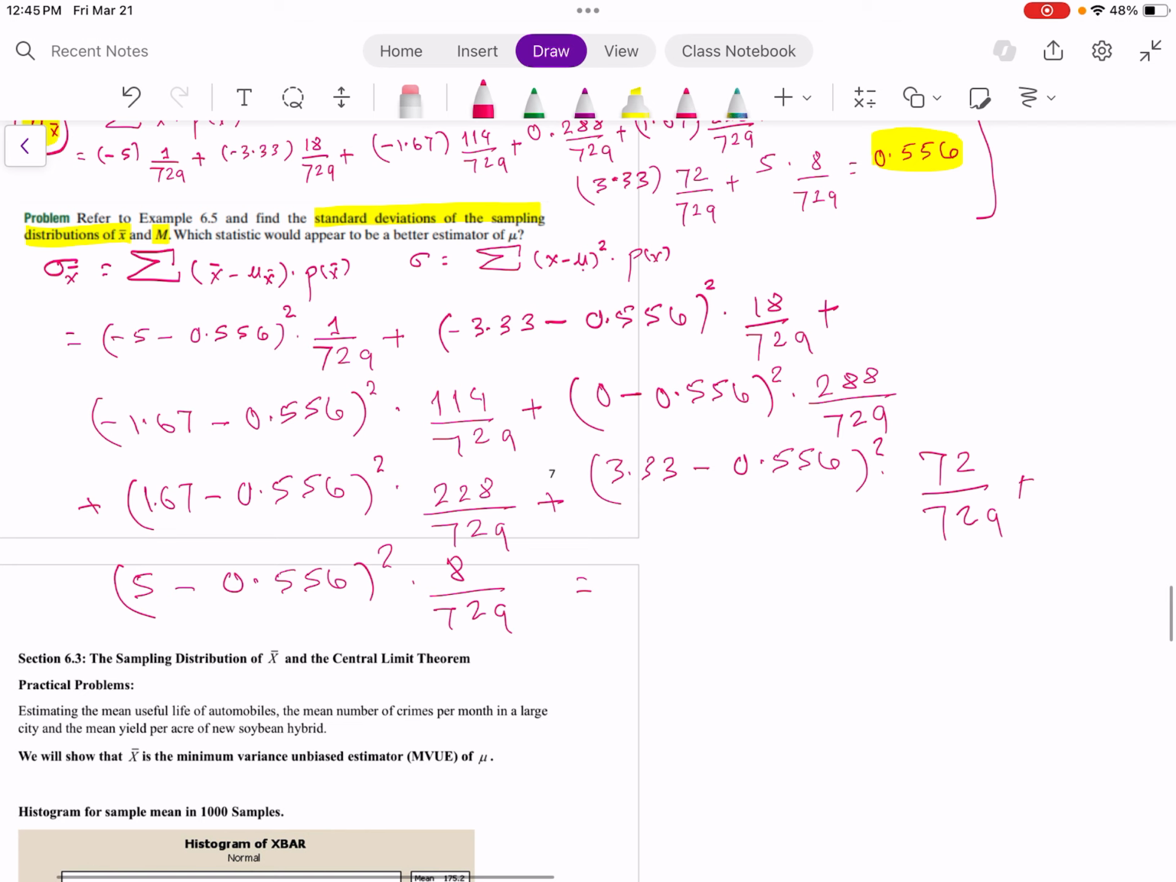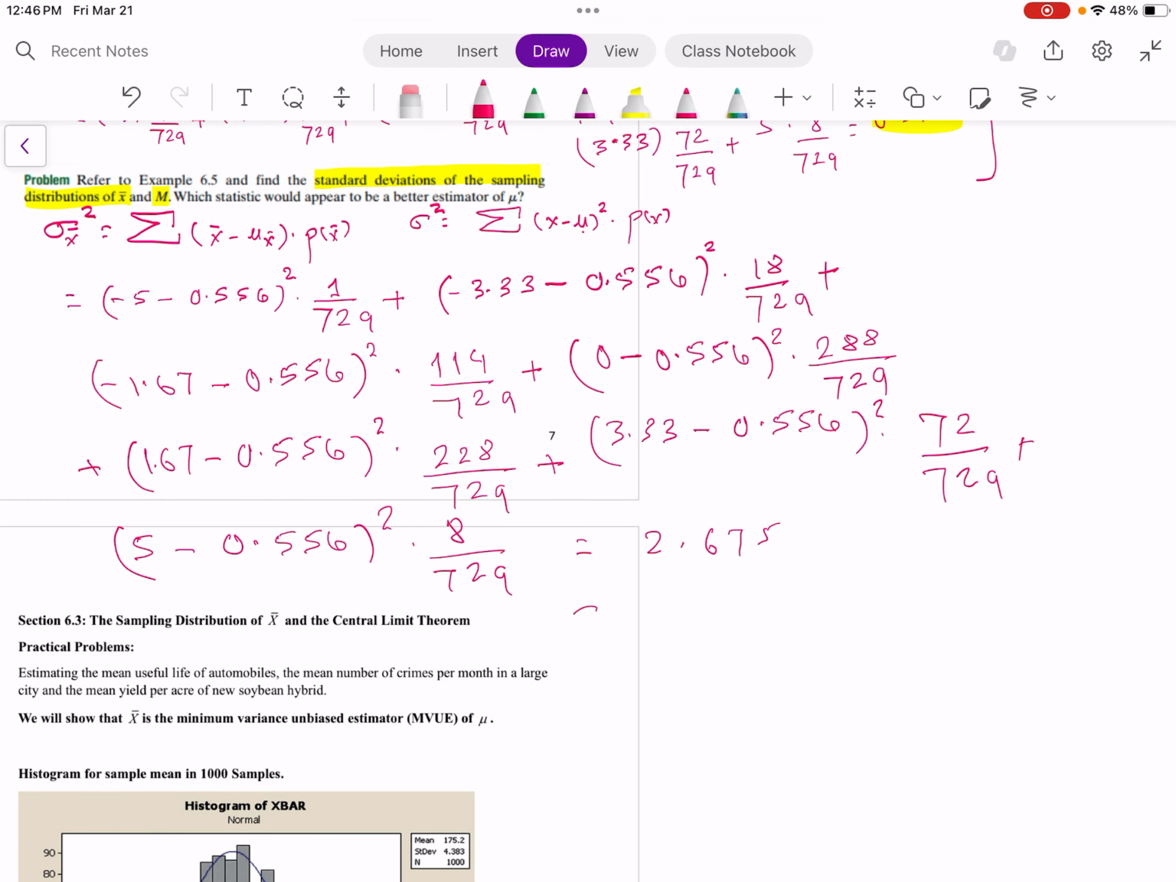And I forgot. So this is our variance, right? Not the standard deviation. If we want to find the standard deviation, we have to find the square root. So let me correct here. So this is our variance, okay? Sigma squared. And this variance is a lot to calculate. Final answer is 2.675, okay? And the sigma of X bar is the square root of 2.675, and this is equal to 1.64.